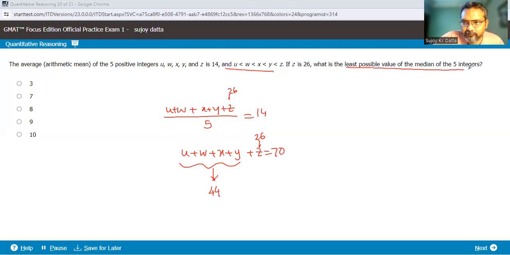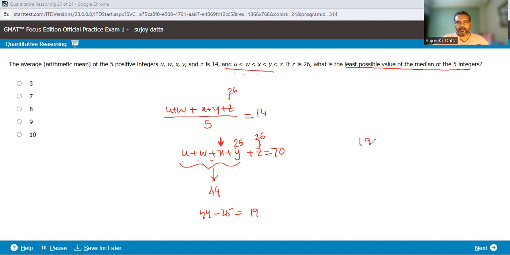What's the least possible value of the median? So we have to get the median of all 5, means X we have to minimize. To minimize X, remembering that Y cannot exceed 26, what I'll do is I'll make Y as large as possible first, so that the contribution from U, W, and X becomes much smaller, reduced. So if 25 is gone, then 44 minus 25 would be 19. Now we have to distribute 19 among these three such that U is less than W is less than X.